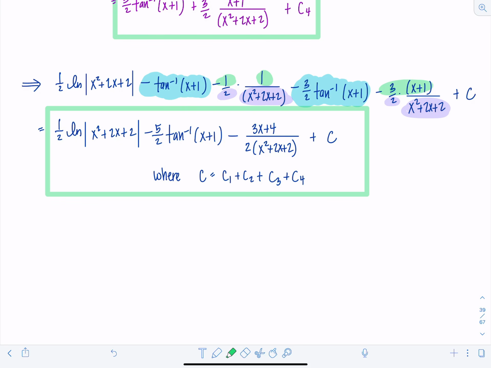And we still have more integration techniques to learn, believe it or not. No, just kidding. We're just going to summarize in the next video. All right.